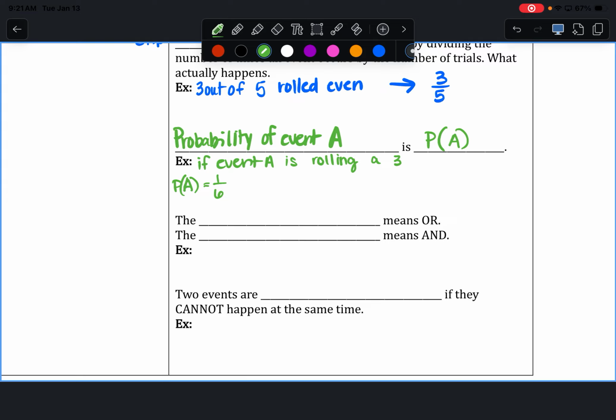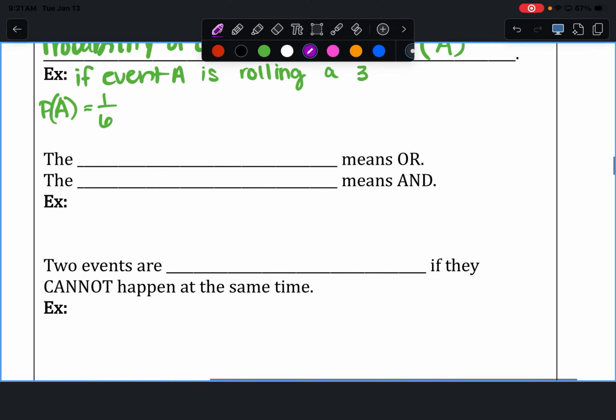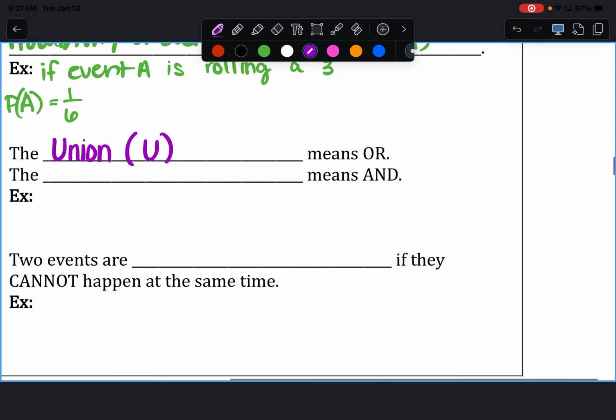Now, we're going to look at some symbols. So, we've actually used both of these symbols earlier in the year before, and they still mean the same thing. We're just using them slightly in different context. Okay, so the union symbol, which is just a capital U, means or. And we can use that in a probability. So if we have the probability of A union B, that just means the probability of A or the probability of B.